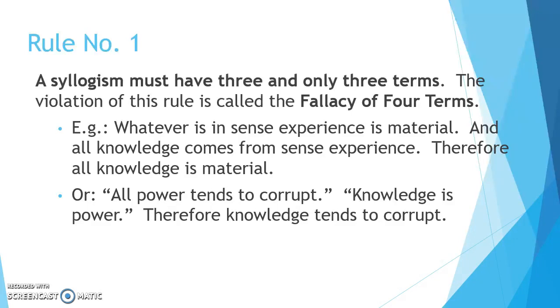So here, the person making the argument is very subtly shifting the meaning of the middle term so that we have really four terms. Or: all power tends to corrupt, knowledge is power, therefore knowledge tends to corrupt. Here, power is used in two different senses. So we have the fallacy of equivocation.